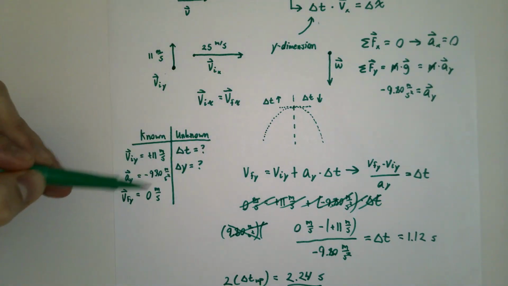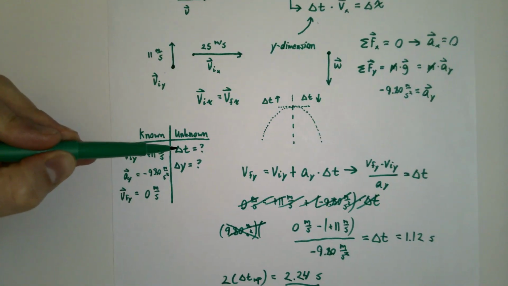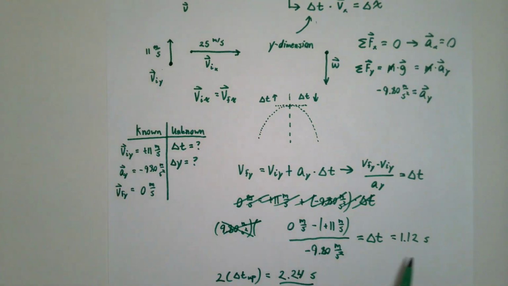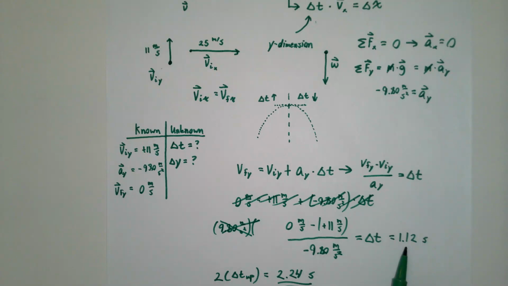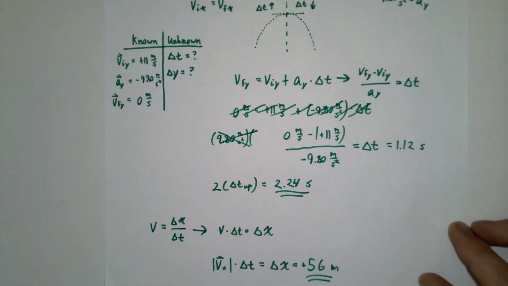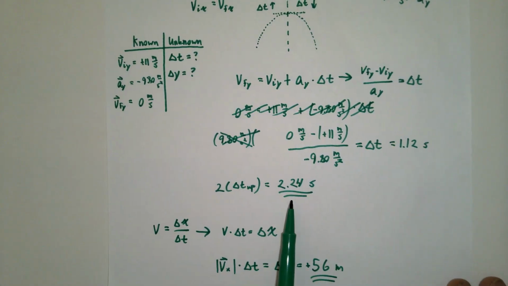So if we can find the amount of time that it took for our tomato to get to the top, it takes that same amount of time for it to come back down. We found that to get to the top, it took 1.12 seconds. Multiply that time by 2, and that's our total time that our tomato was in the air.